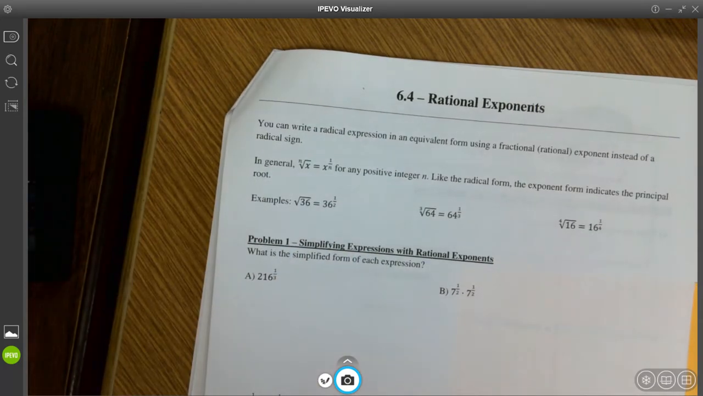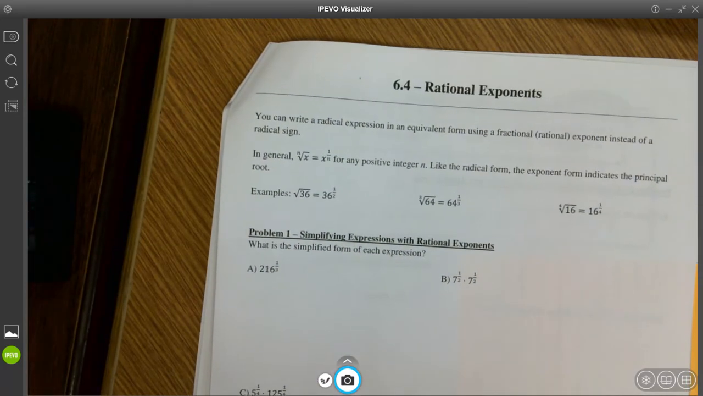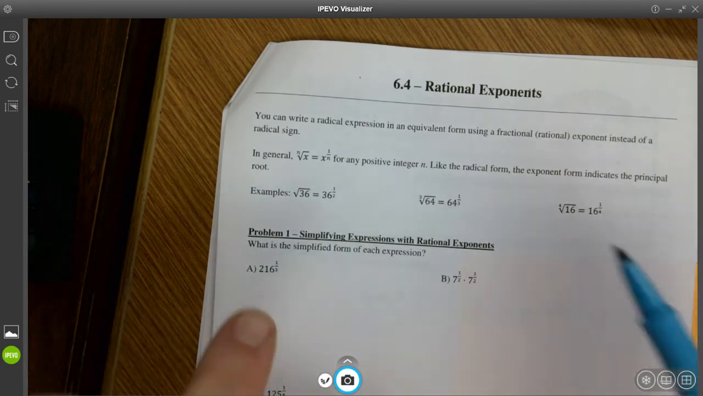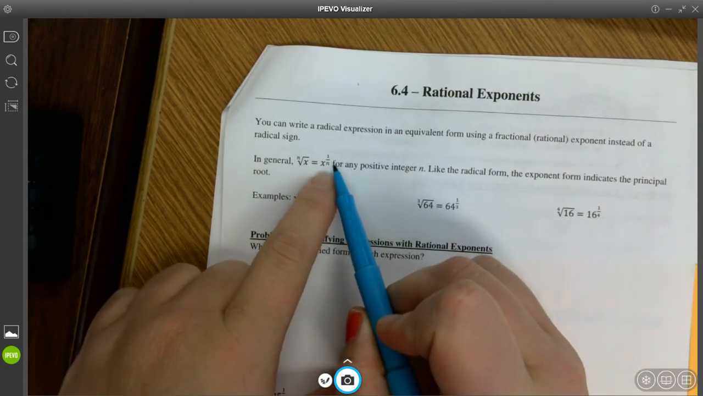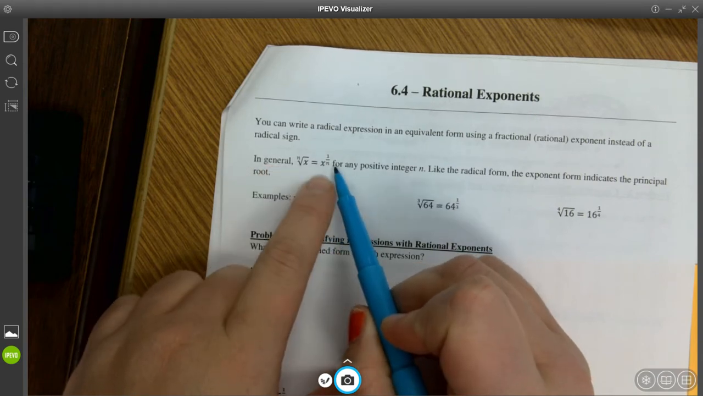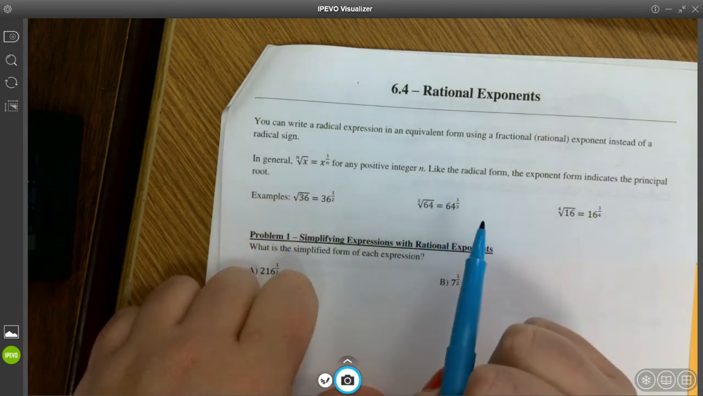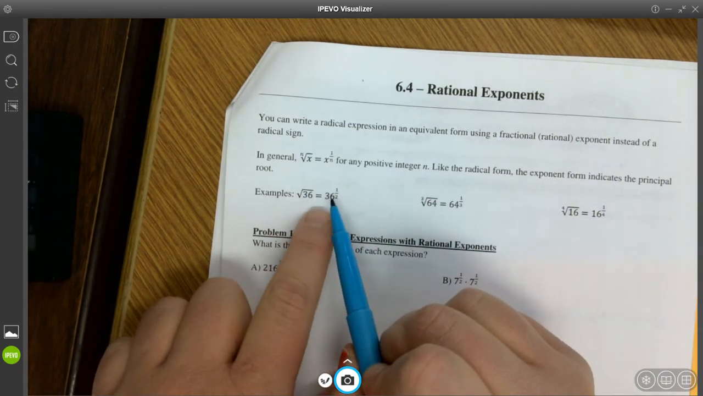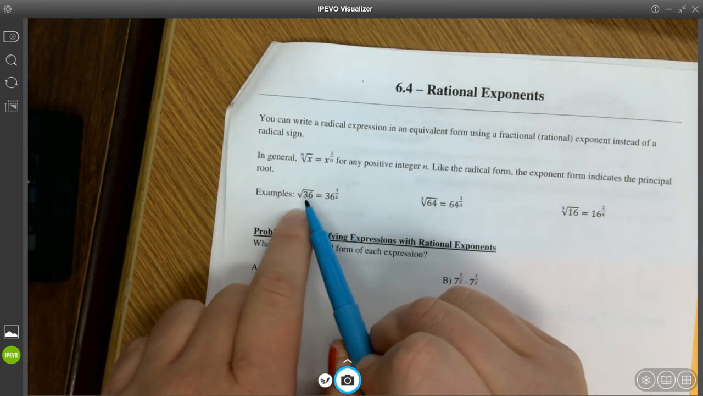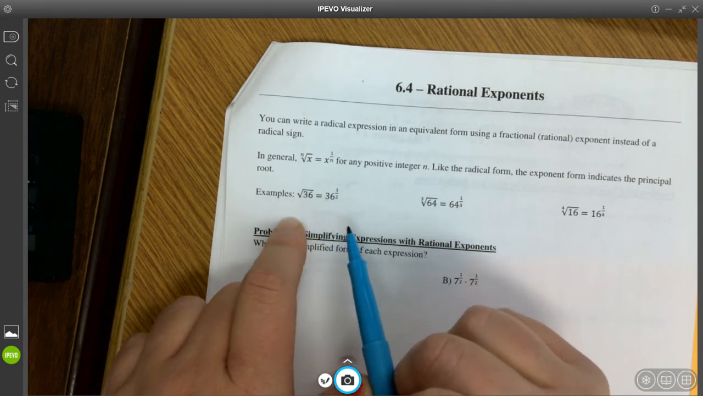6.4, the last section of this chapter. I said earlier in some of the other chapters, radicals are fraction exponents. So now, if we do not have the same index, we can still combine stuff. Square root of 36 is the same thing as 36 to 1/2. Both of them, the overall answer would be 6.